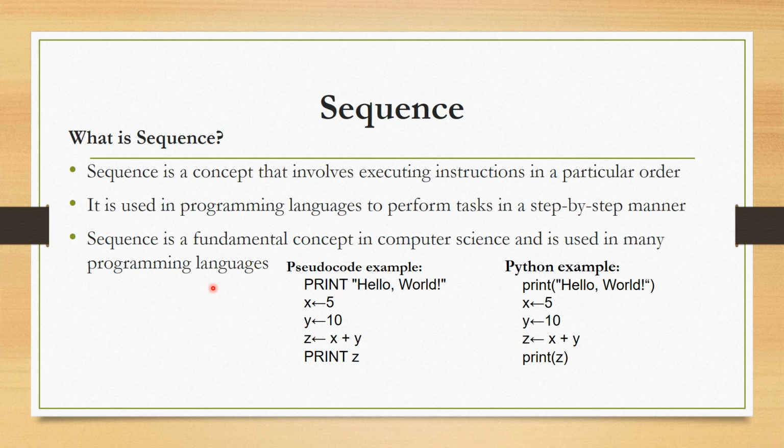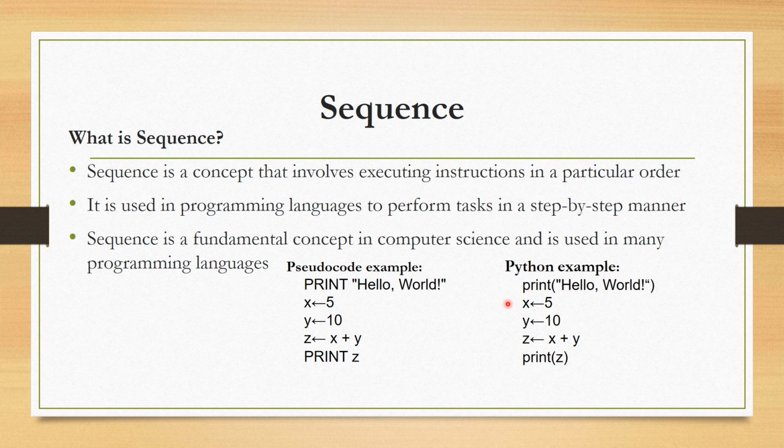In pseudocode, there's a piece of pseudocode given. First we have used a print statement, then x = 5, y = 10, z = x + y. Two declarations of variables and one execution of something is given, and then a print statement to print something on our screen.